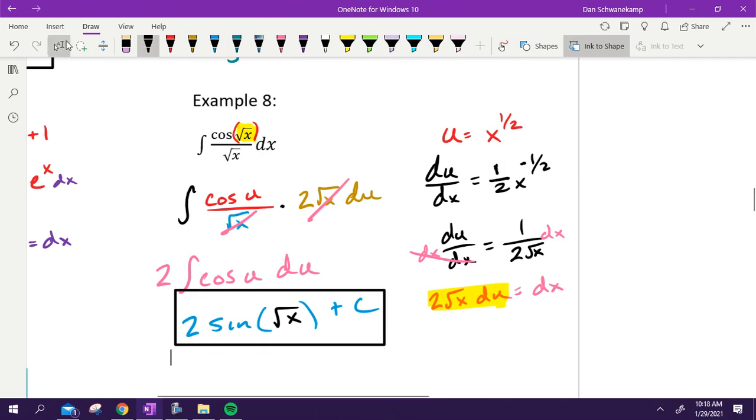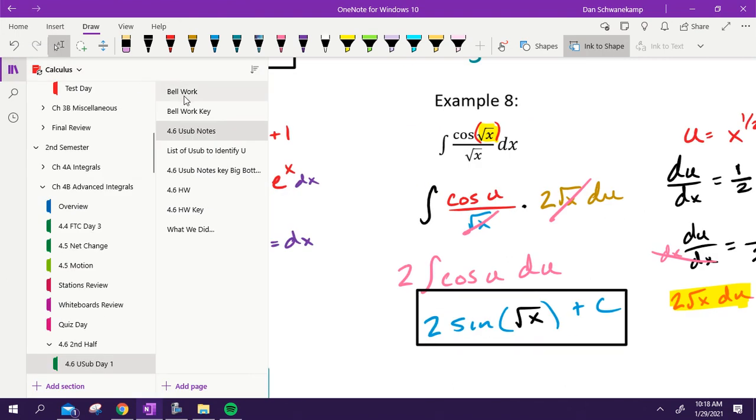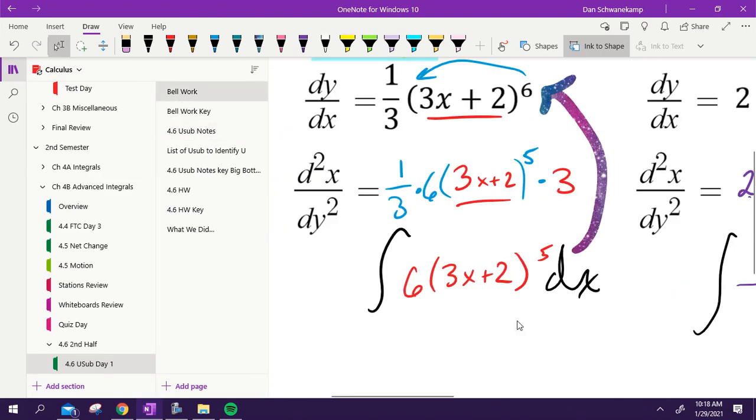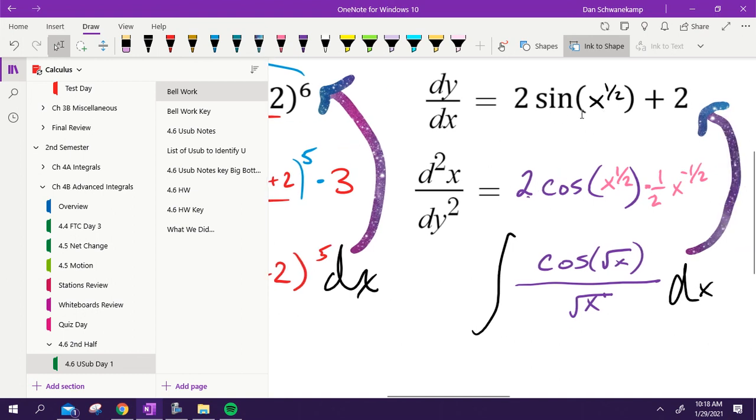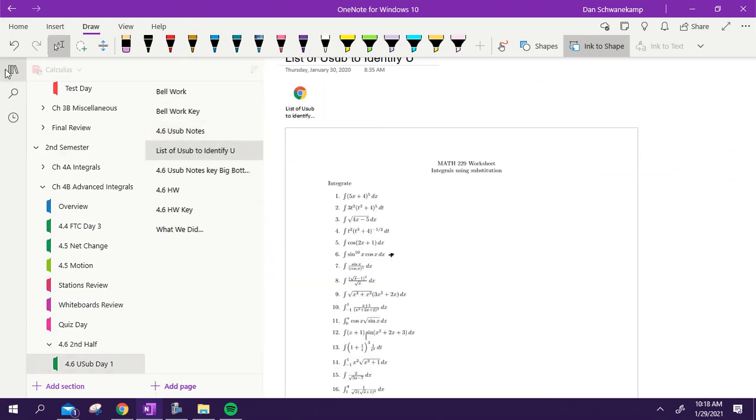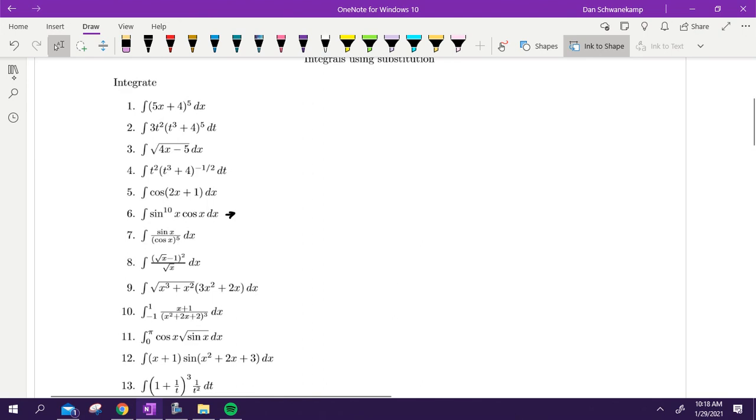Look at that answer right there. Think back to bell work. Look at what we started with in bell work. We started with that. If we work backwards, we got the same thing. Okay? So it looks kind of crazy. We're doing this whole thing with u, but the whole reason we do that is to figure out what's going on. Okay? To work our way backwards.